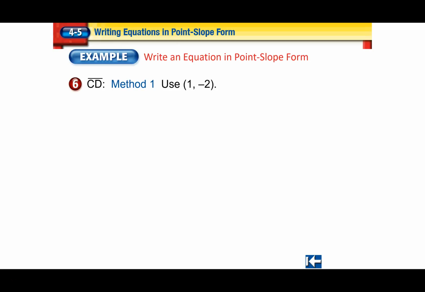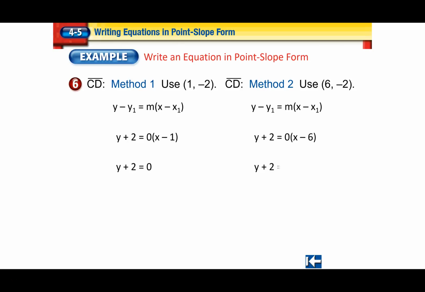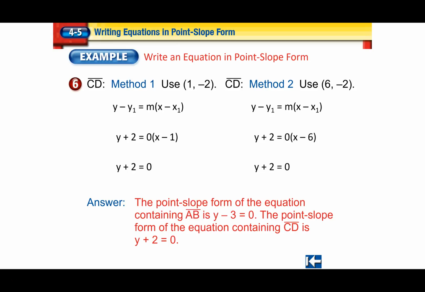Method number 2, you could use the point 1, negative 2. Same basic concepts. I took the other 2 points for C to D. Comes out to the same equation. Interesting. So point slope form of the equation of AB is this, and C to D is this.